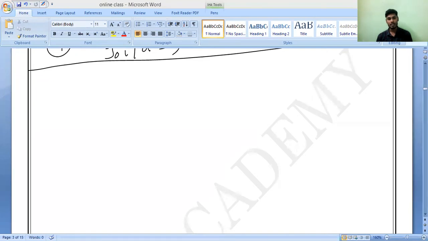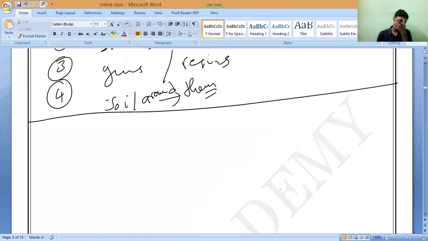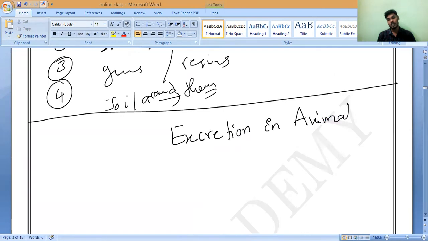Now, because we have so many types of animals, single cellular organisms and multicellular organisms, we start with single cellular organisms. Example: amoeba, paramecium. Do you understand? We will start from there. So please, all of you keep the heading: excretion in animals.